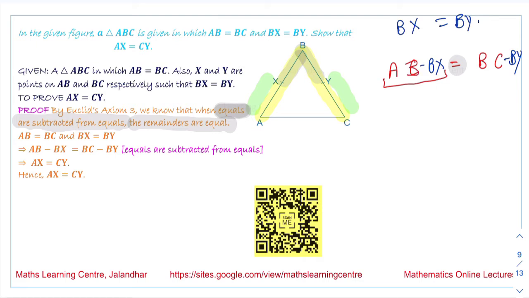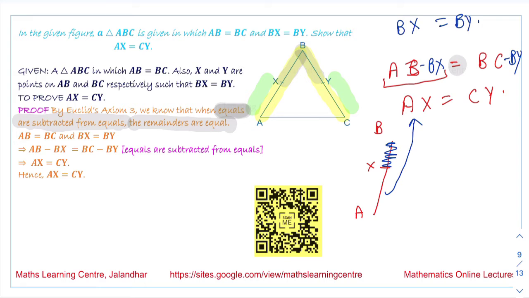B minus AB is equal to BC is given to us. So when we subtract these values, we get AX is equal to CY. What we are saying, this line is AB, this point is X. If we subtract BX from AB, what we are left with is AX.